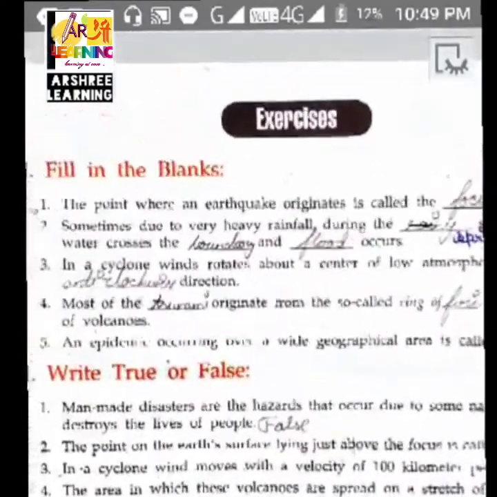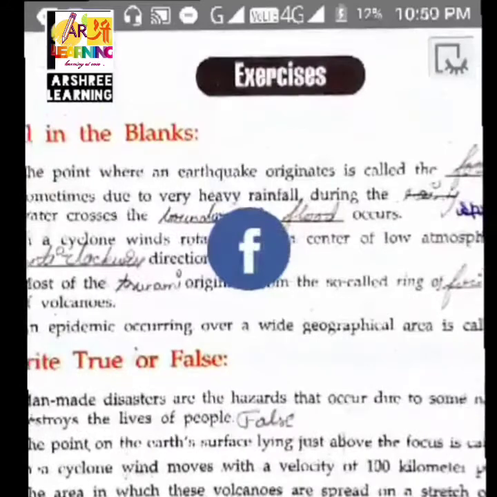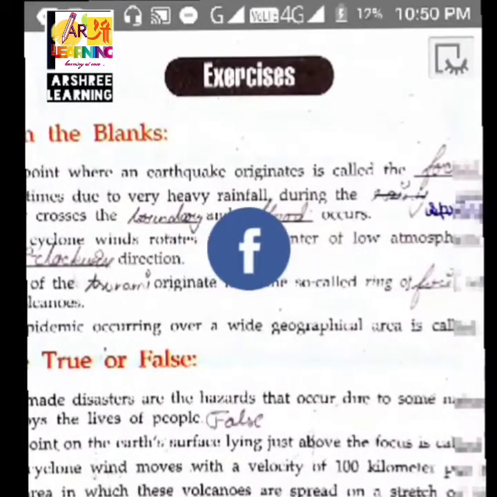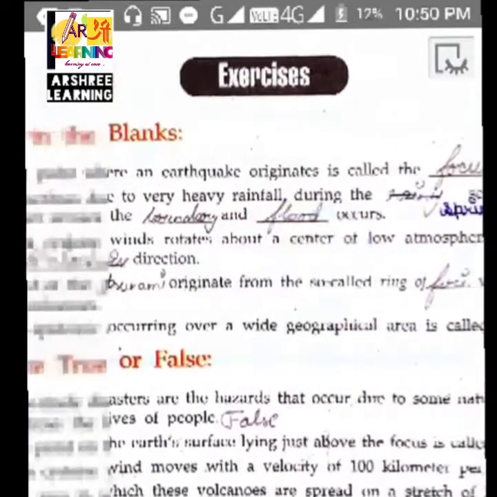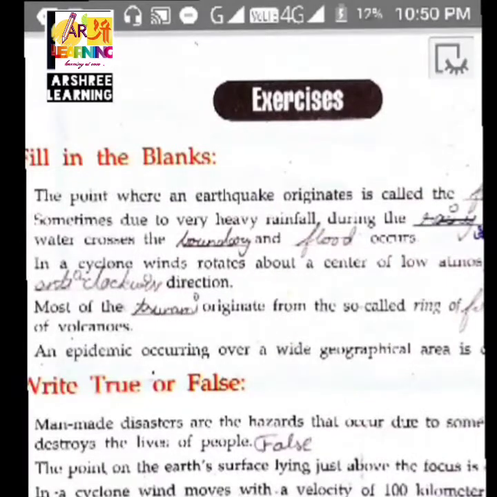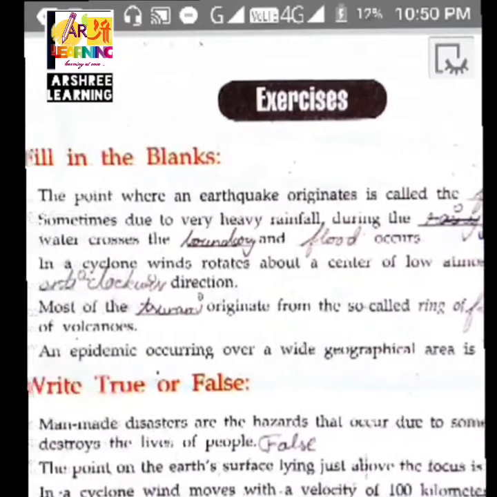Coming to fill in the blanks: the point where an earthquake originates inside the earth is called the focus, and the point which you should know, which is directly above the focus, is called the epicenter. So here the fill in the blank will be the focus.